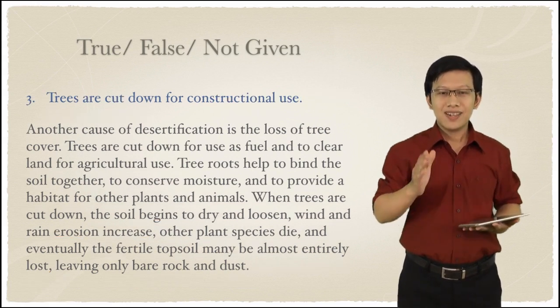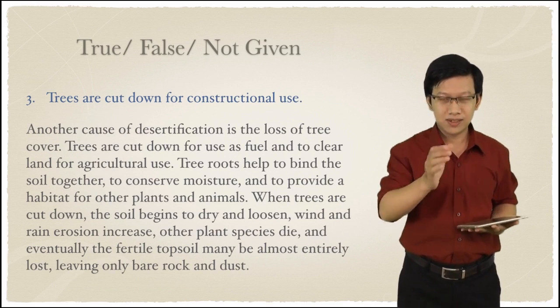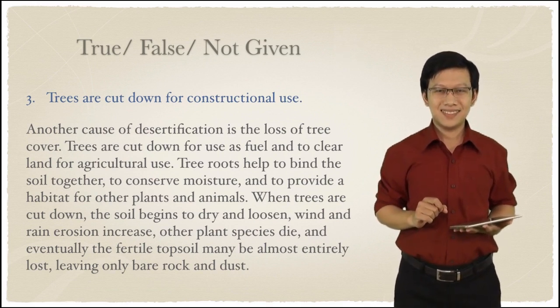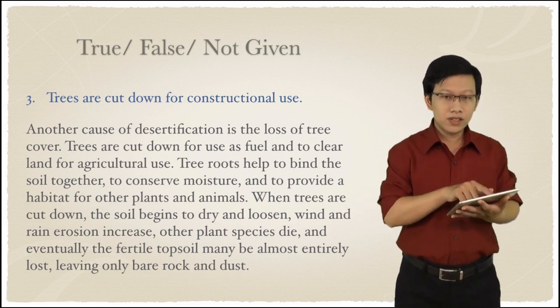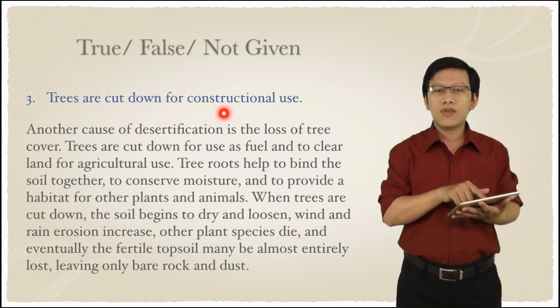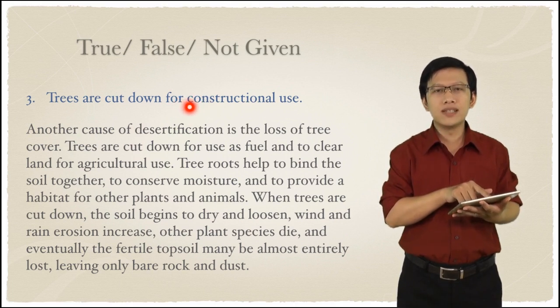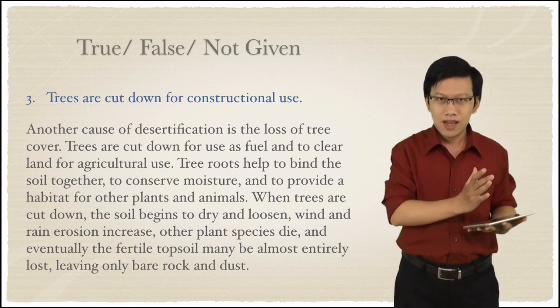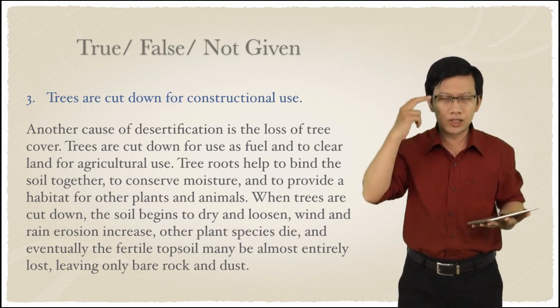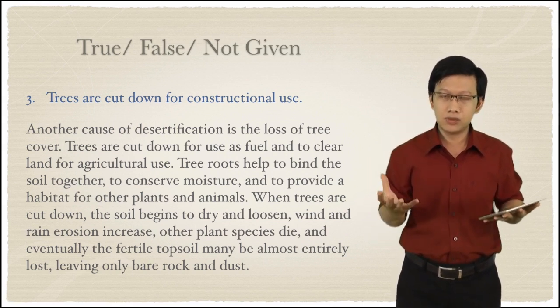Question number 3. Trees are cut down for constructional use. Start. Okay, now let's take a look. For the question, trees are cut down for constructional use. Constructional use means trees are used for building things, like building a house, a factory, or a bridge. We all know that this is true from common knowledge. People get the trees to build a house.